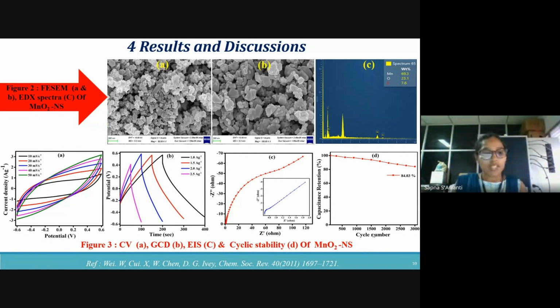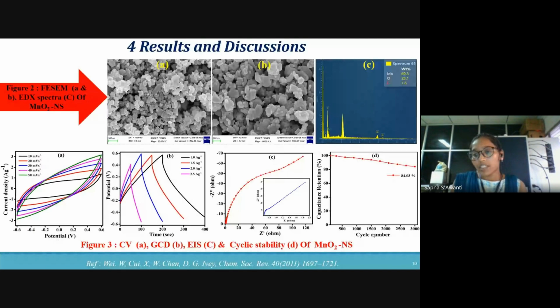Figure 3 shows the CV, GCD, EIS, and cyclic stability of the MnO2 nanostructure. We can see in the CV a rectangular shape, which shows the ideal behavior of the supercapacitor. And in the GCD, for various current densities, we obtain nearly symmetrical triangular shapes that also indicate ideal behavior of the supercapacitor. In the EIS spectra, in high frequency there is a semicircle, and in the low frequency range there is a straight line, which also represents ideal behavior of the supercapacitor. In the cyclic stability, there is 84.3% retention after 3000 cycles.